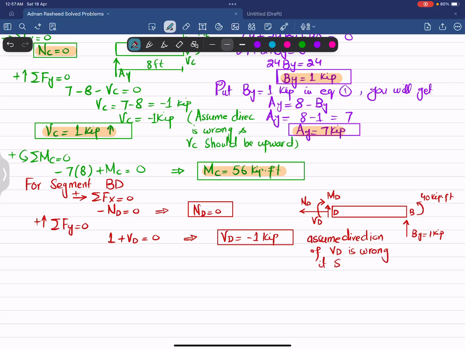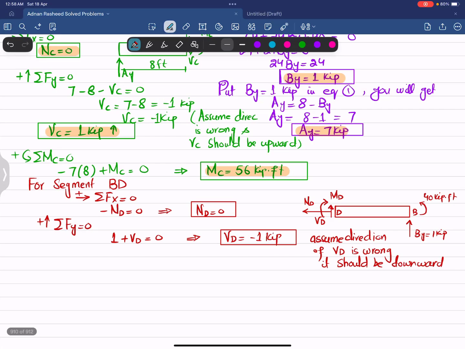It should be downward. So our correct answer is that Vd will be equal to 1 kip, and it will be downward. Okay.